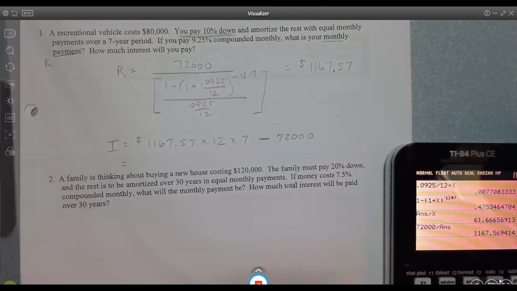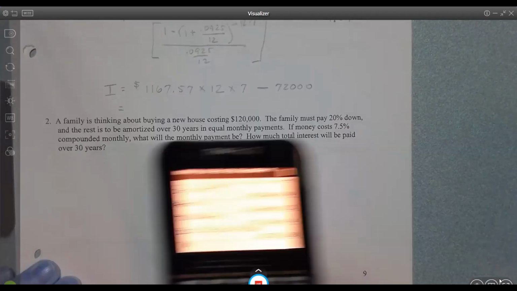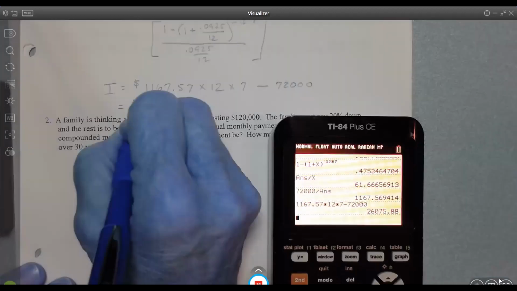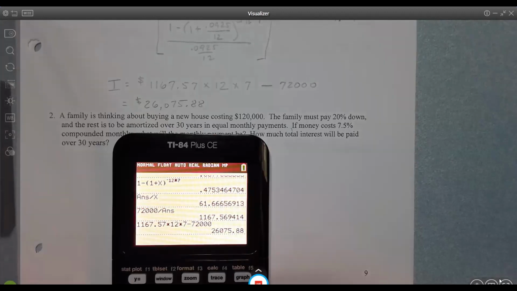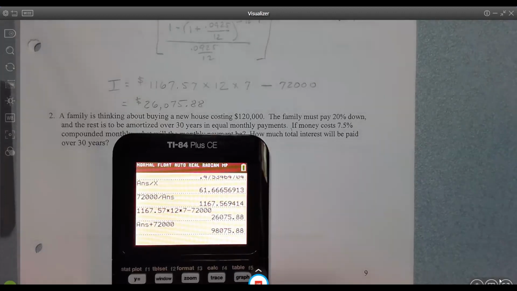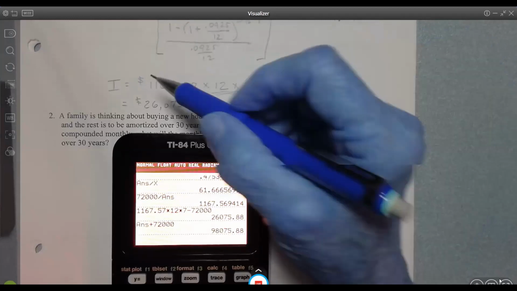Let's see what happens. So in all, what they're paying back for this recreational vehicle, $98,075.88. I usually have people concerned about this, but you've got to understand this is a monthly payment for 7 years. You have to find out how much are you paying back in all.